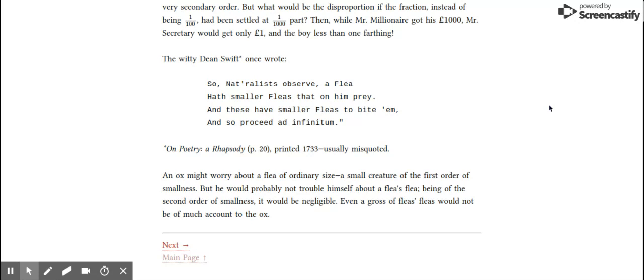The witty Dean Swift once wrote, "So naturalists observe a flea hath smaller fleas that on him prey, and these have smaller fleas to bite 'em, and so proceed ad infinitum." On Poetry, a Rhapsody, page 20, printed 1733, usually misquoted. An ox might worry about a flea of ordinary size, a small creature of the first order of smallness, but he would probably not trouble himself about a flea's flea, being of the second order of smallness. It would be negligible. Even a gross of flea's fleas would not be of much account to the ox.